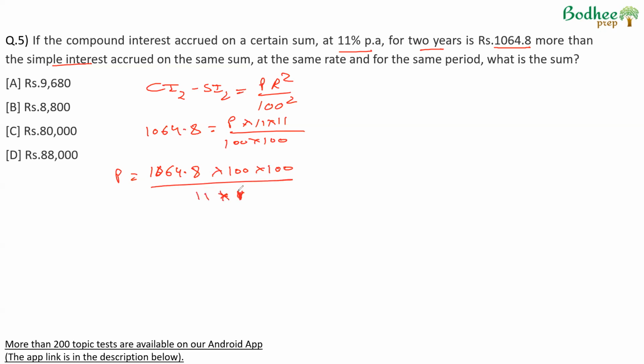We can divide 1064.8 by 11. This will be divisible by 11: 11 nines are 99, 11 sevens... the result is 96.8. This further should be divisible by 11: 11 eights are 88, so 8.8. Therefore, P will be 8.8 into 100 into 100, which becomes 88,000. So 88,000 is the answer, option D.